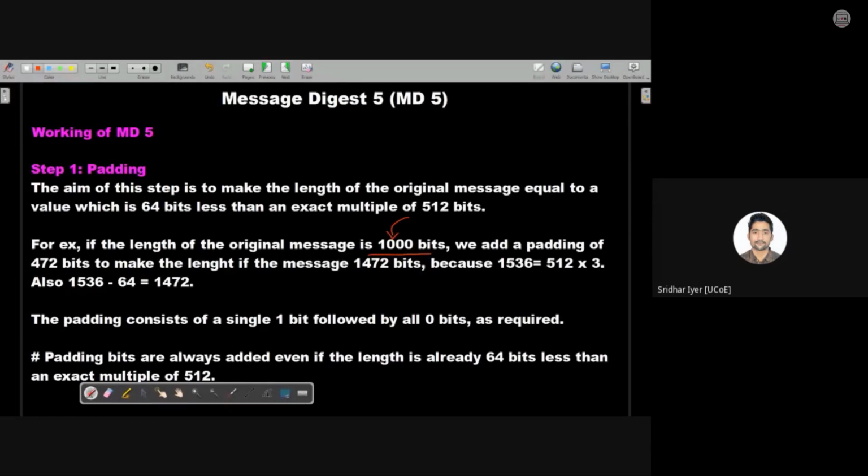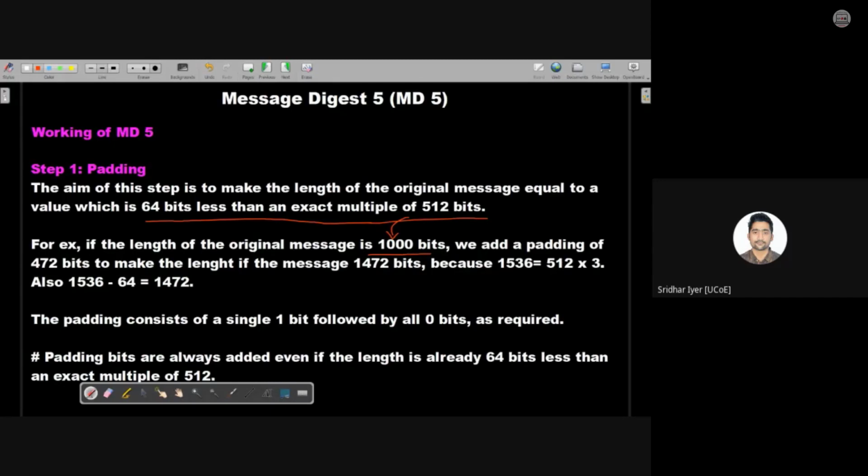So if the length of the original message is 1000 bits, how many bits of padding do we need to add to make it 64 bits less than an exact multiple of 512? Now you might be having queries in your mind: why 64 bits less than an exact multiple of 512? This is the algorithm you're going to learn later in step number 3. But just pay attention. The aim of this step is to make the length of the original message equal to a value which is 64 bits less than an exact multiple of 512.